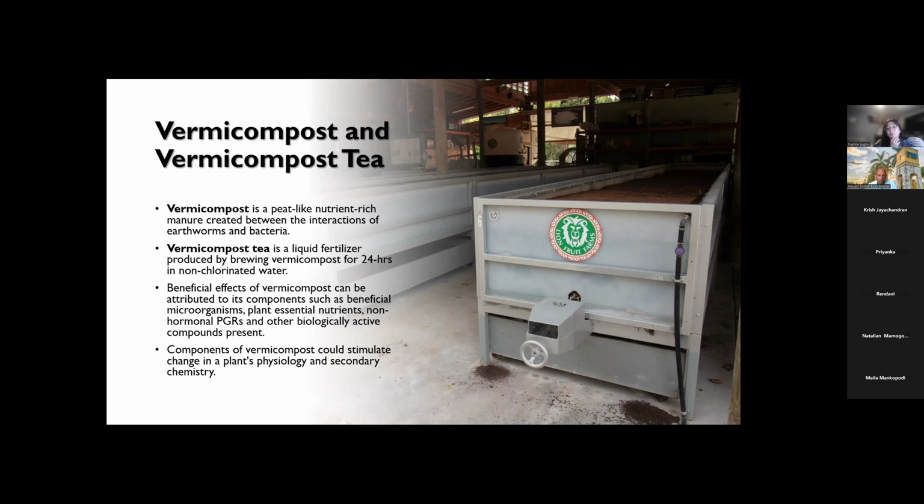The beneficial effects of vermicompost applications on soil health and plant growth can actually be attributed directly to this biological activity and also to the presence of different plant growth promoting microorganisms such as nitrosomonas, azospirillum, bacillus, and also different types of pseudomonas. Moreover, vermicompost also contains essential plant nutrients, phytohormones, non-hormonal plant growth regulators, different organic acid exudates from microorganisms, and enzymes that could stimulate change not only in the physiology of the plant, but also in the chemistry of the plant as well.